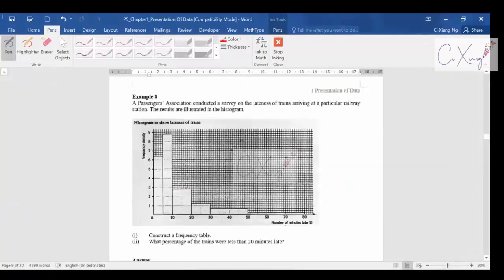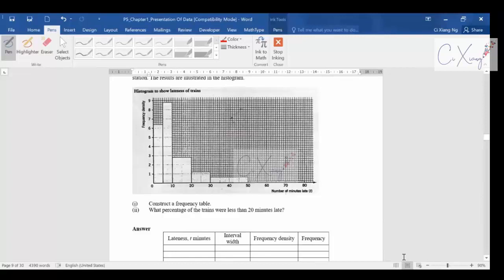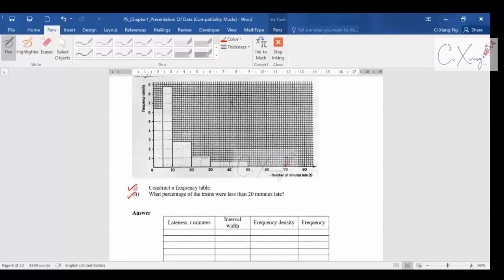Like example 8, they give you a histogram and they want you to convert it back into a table. I think this is not hard actually. First they ask you to construct a frequency table, and after that they ask you for the percentage of something else. So let us start now.